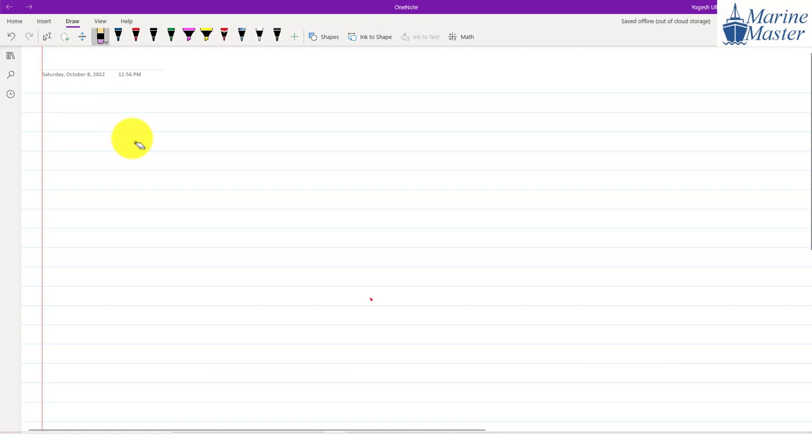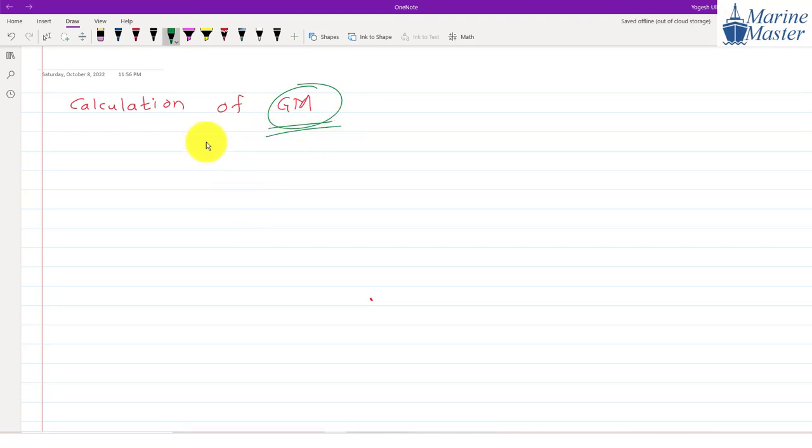Now today we are going to study calculation of GM, guys. Listen to my words carefully. What is the meaning of GM, guys? Before going further, what is the meaning of GM? Metacentric height, correct? So calculation of GM for small change in draft.